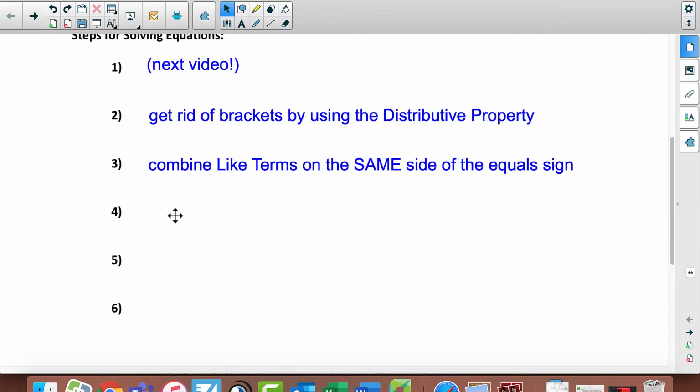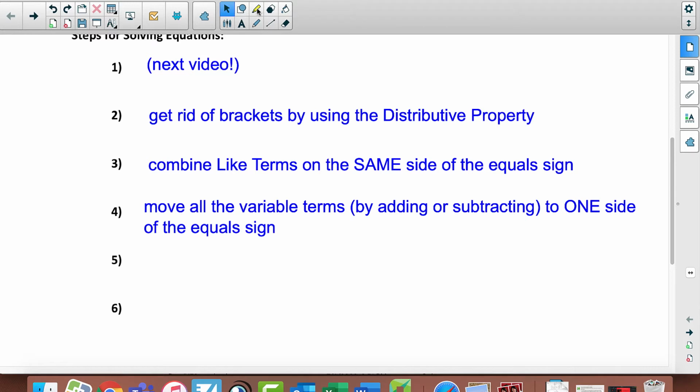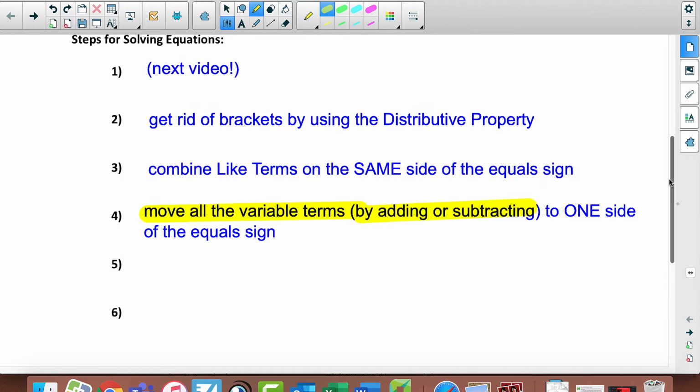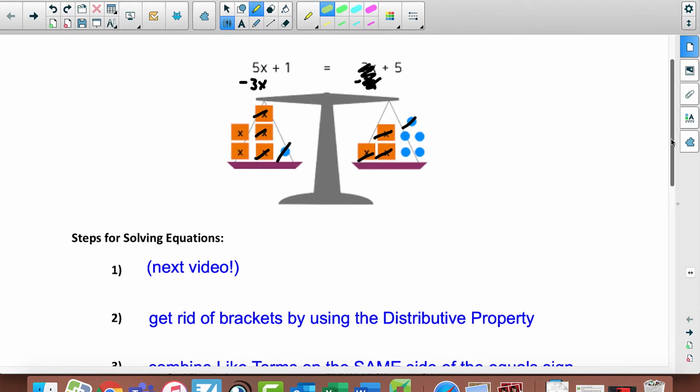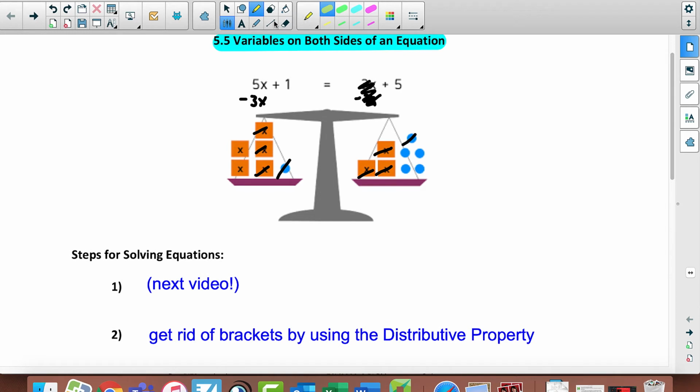Finally, we get to today's new rule. So I'll highlight this one because this is a new rule here today, people. Move all the variable terms, so remember variables are letters, and you do that by either adding or subtracting. The way we did it up here, remember, is we subtracted 3x from both sides. Sometimes you would add a certain amount. So for example, if what we had up here was exactly the same question, but we had minus 3x on this side, then you would add 3x and add 3x, because negative 3x plus 3x cancels out, right?